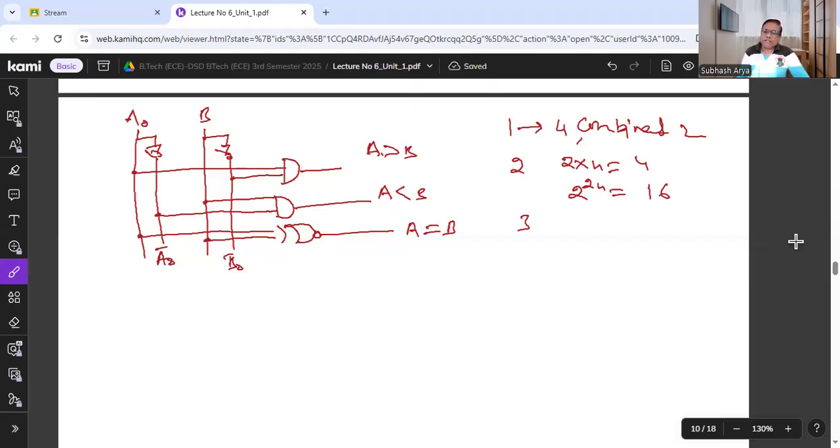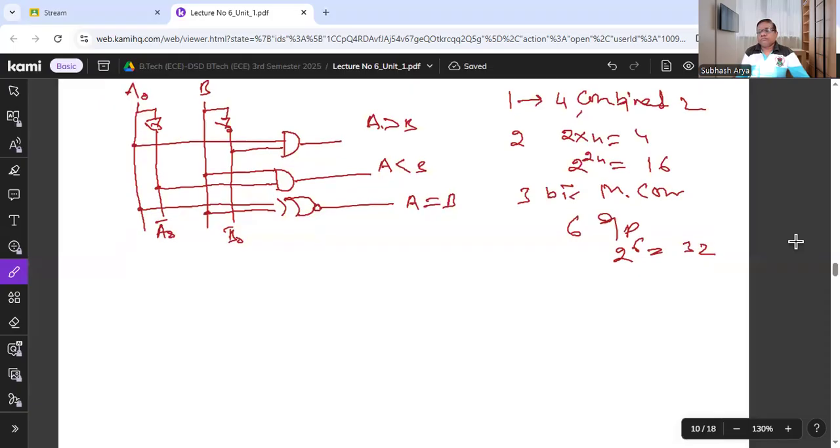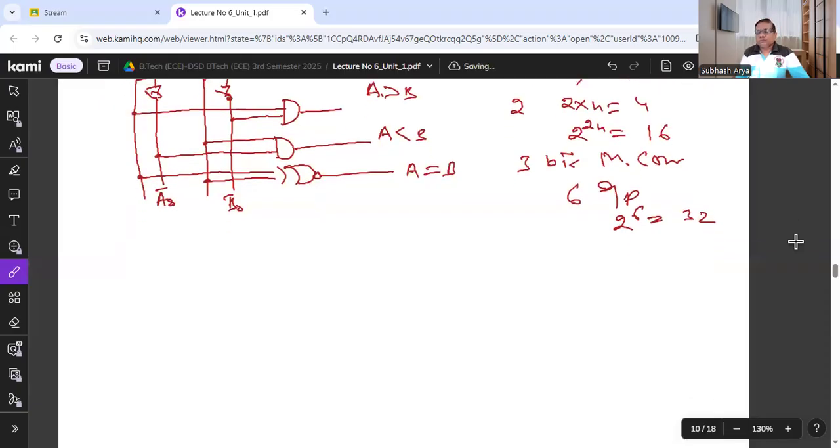Similarly, if we have a 3-bit magnitude comparator, then we will have 6 inputs and 2 to power 6, 64 possible combinations, which becomes unmanageable. So we use an algorithm.